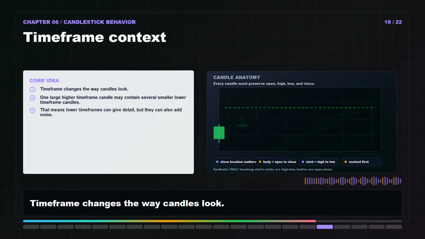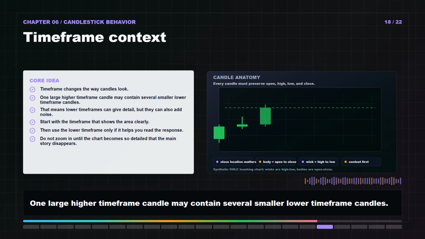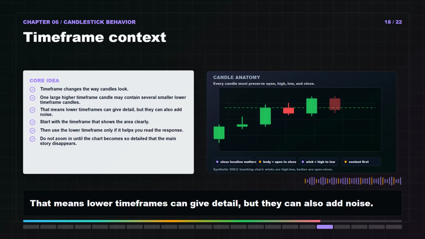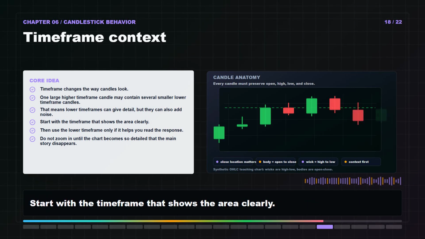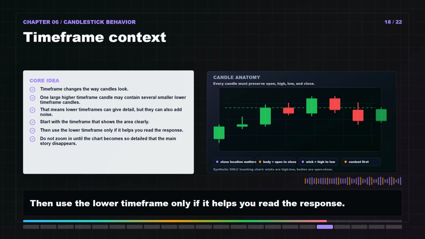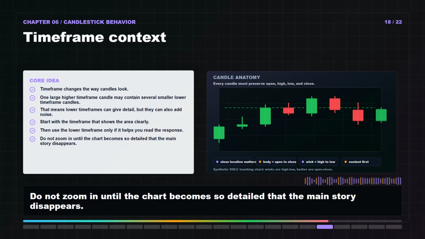Time frame changes the way candles look. One large higher time frame candle may contain several smaller lower time frame candles. That means lower time frames can give detail, but they can also add noise. Start with the time frame that shows the area clearly. Then use the lower time frame only if it helps you read the response. Do not zoom in until the chart becomes so detailed that the main story disappears.